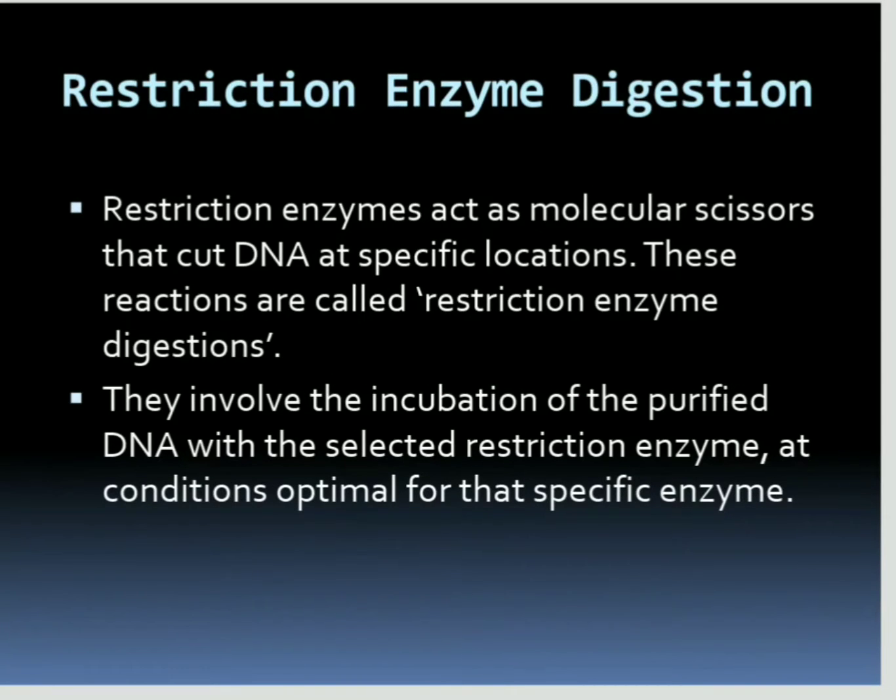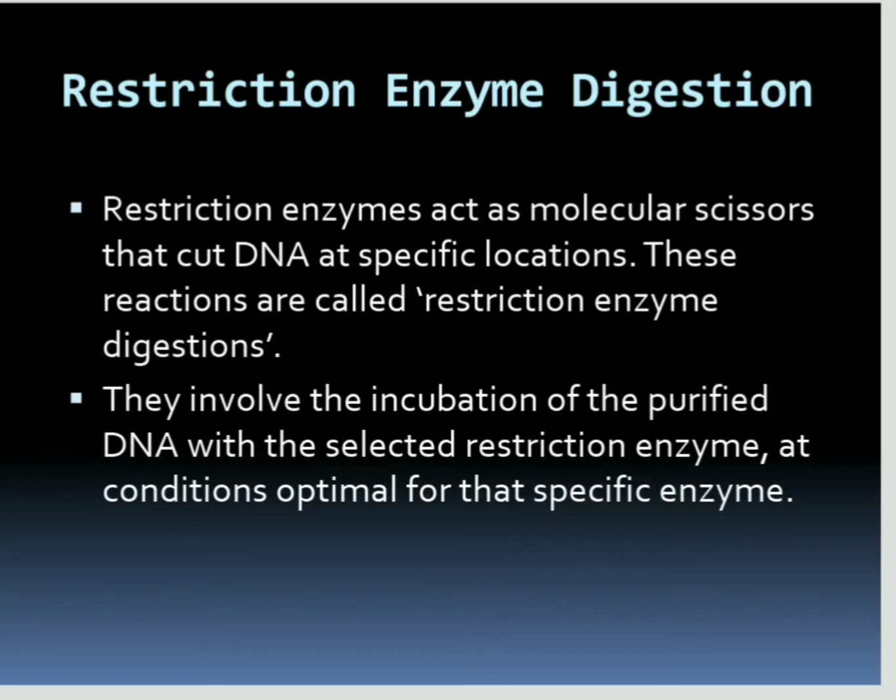Next, restriction enzyme digestion. These enzymes are the molecular scissors. Molecular scissors cut DNA at specific locations. These reactions are called restriction enzyme digestions. They involve the incubation of the purified DNA with the selected restriction enzyme at conditions optimum for that specific enzyme. So if we incubate that purified DNA with these enzymes, they will cut the DNA because they will work at those particular conditions and they will cut at the specific sites. So that is restriction enzyme digestion.